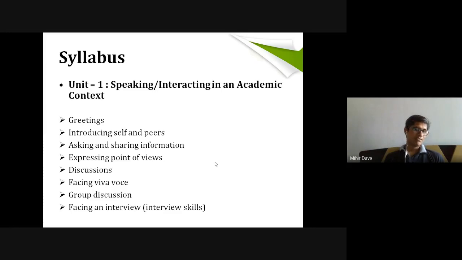Then introducing self and peers. How do you introduce yourself? How do you take somebody else's say introduction? Let's say peers, those who are working with you. How do you introduce them? Right. So that is what we are going to have in the second topic. Third, we are going to have say asking and sharing information. Right.